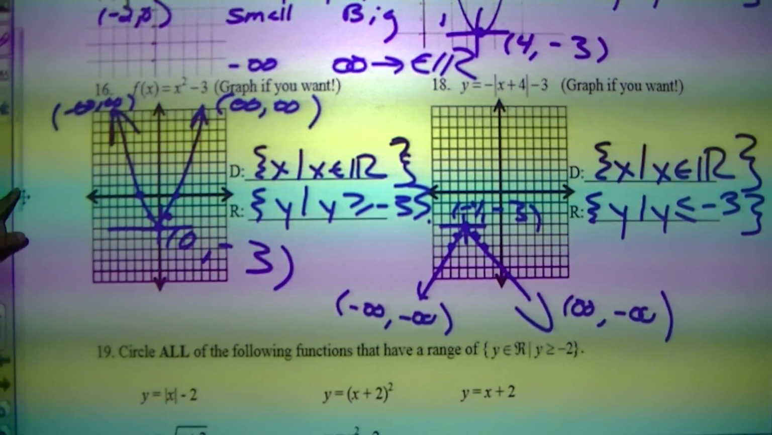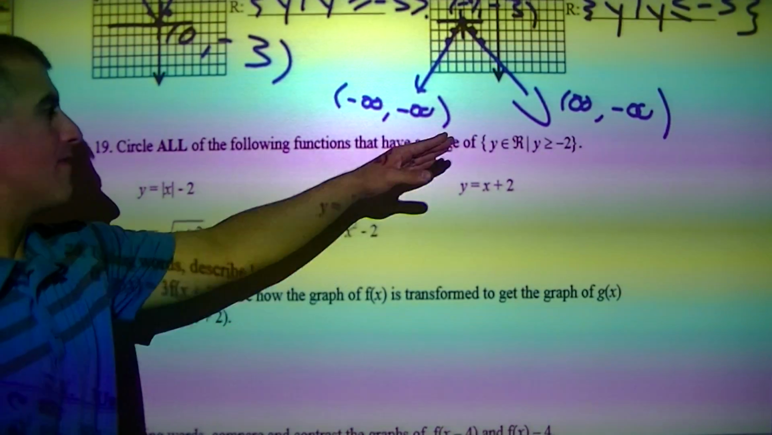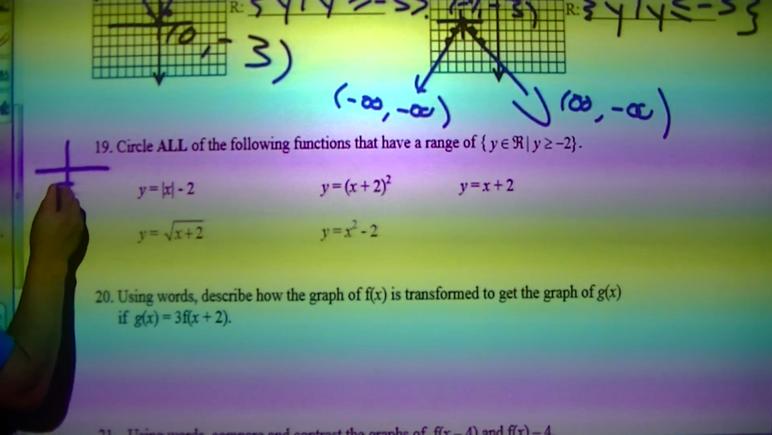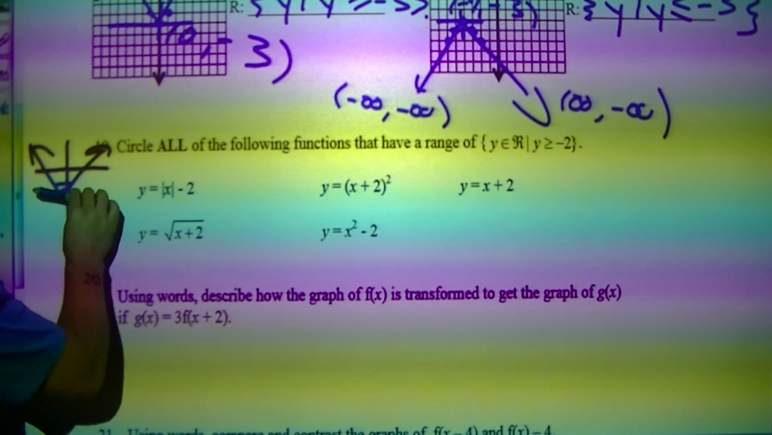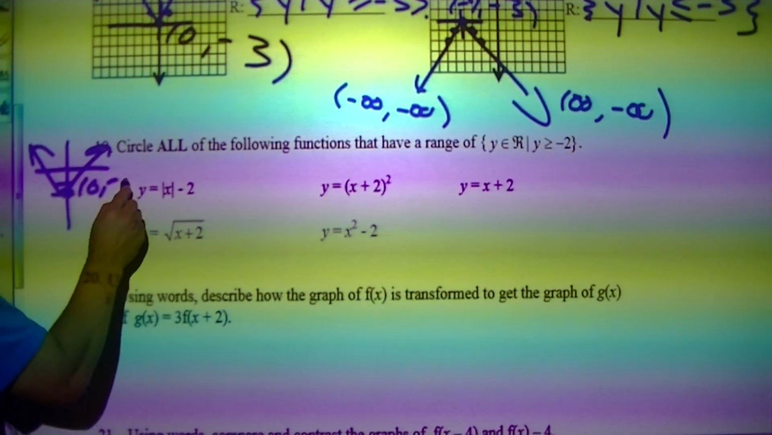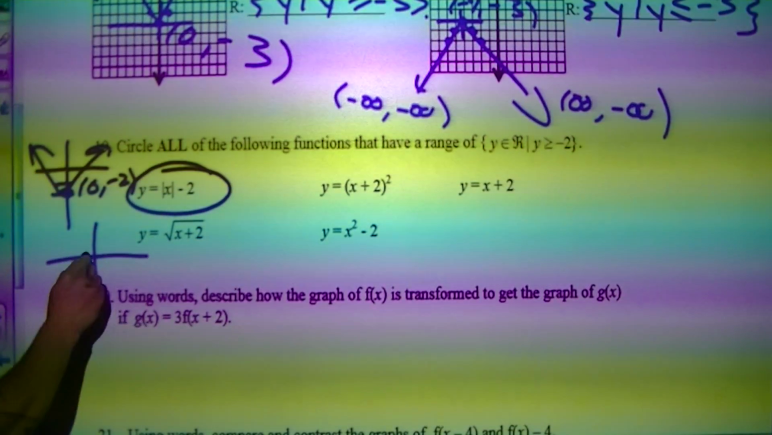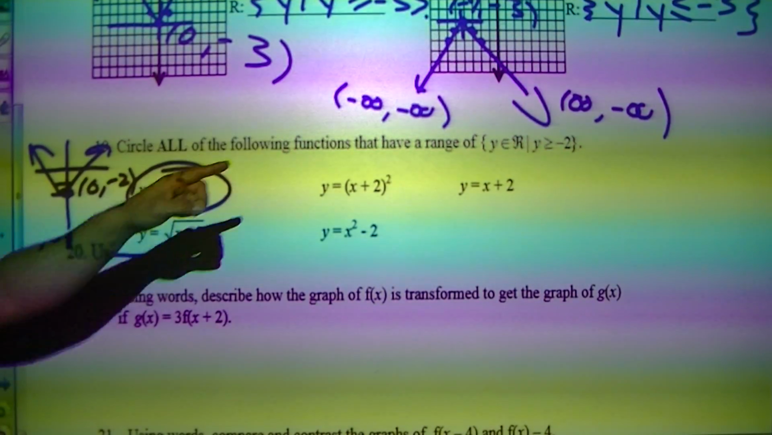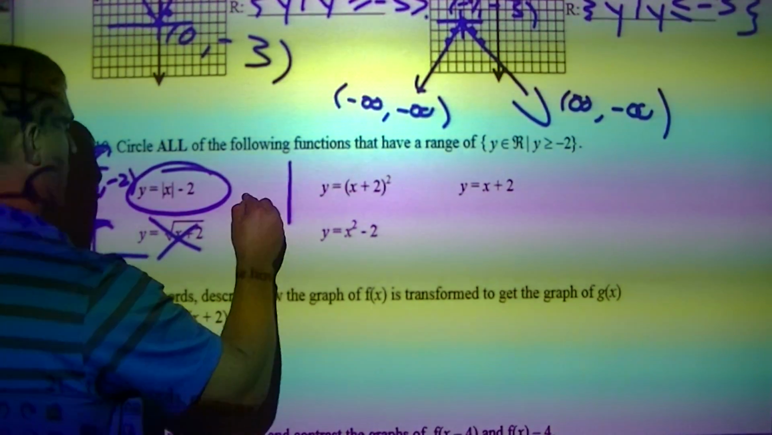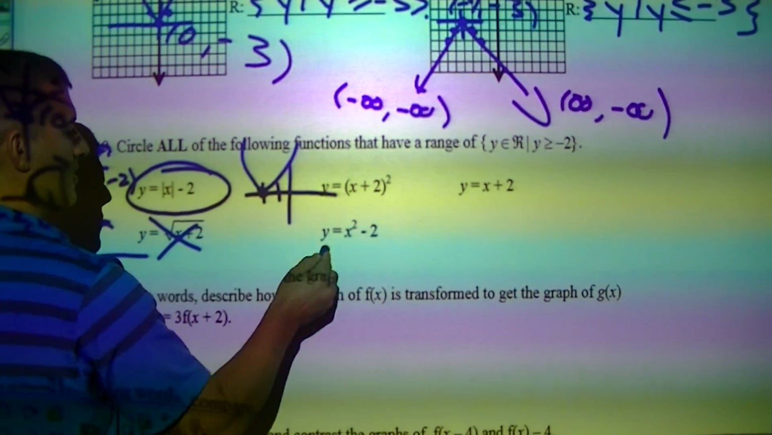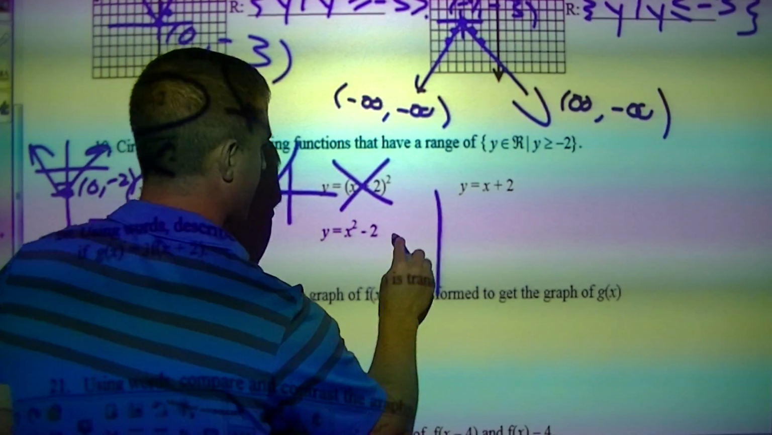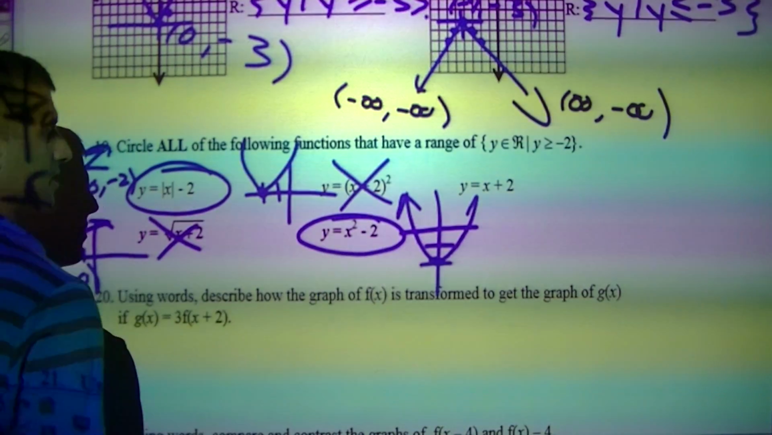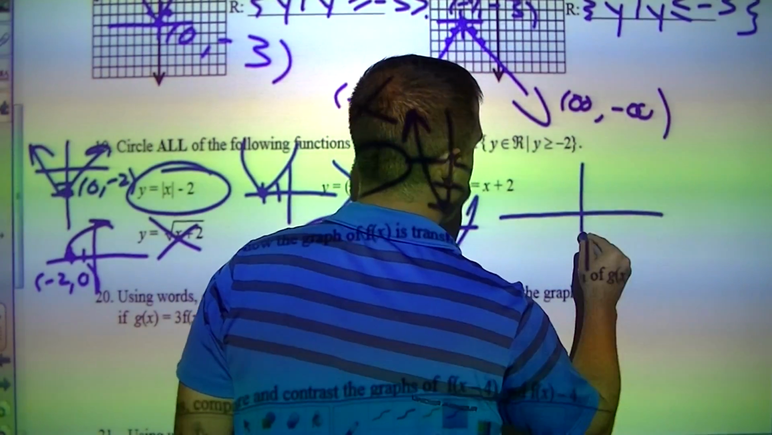Circle all the functions that have a range of y greater than -2. If I graph that, that's 0, -2. And since it's positive, it will go like that. That's above y equals -2, so that's going to be one of them. This would be here, and that point would be -2, 0, so that obviously can't be that. That's not going to be good. This is also going to be -2, 0, which would look like this, which would make that not good. This would be something like this. Because it goes above, this is going to actually be a line.